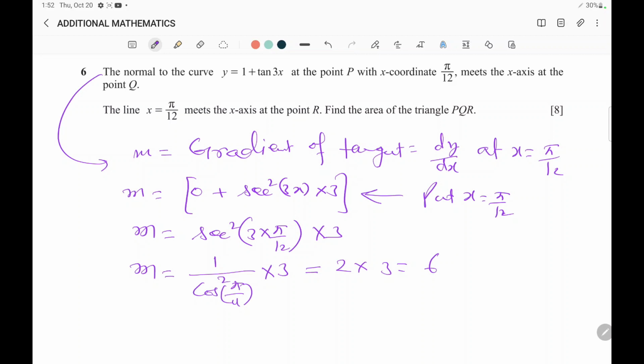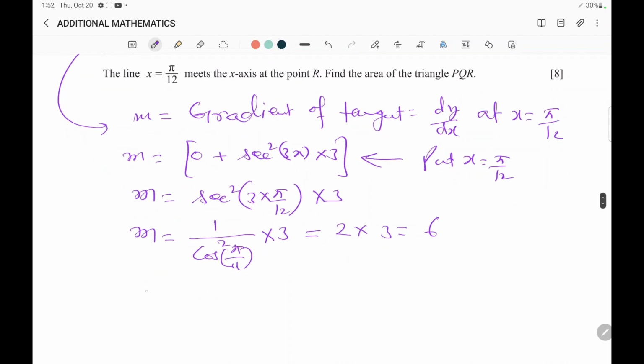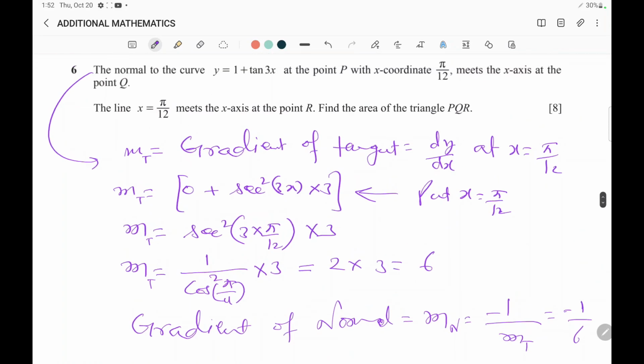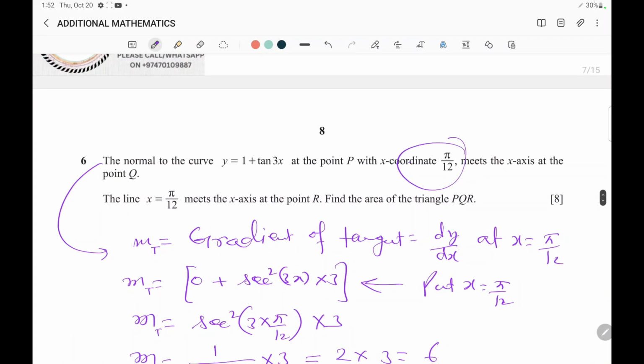Now we know that if we have the gradient of the tangent, then we can find the gradient of the normal. The gradient of the normal, I am assuming mn, is minus 1 over mt, because these two are perpendicular, so minus 1 over 6. The x coordinate is given, we need to find y. So just put x equals pi by 12 in the curve to get y: 1 plus tan of 3 times pi by 12, which is 1 plus tan pi by 4, which is 1, so that is 2.